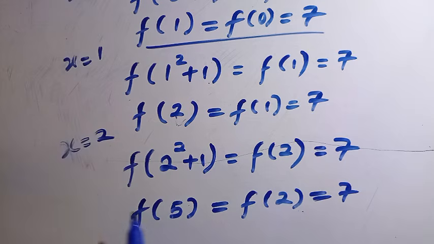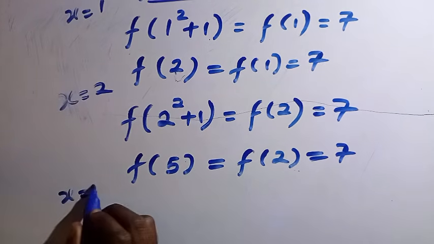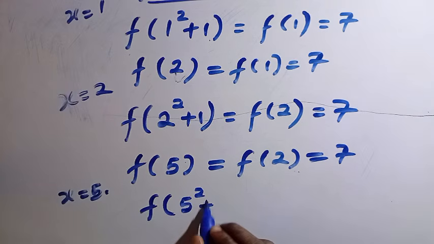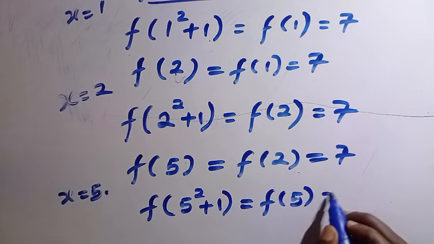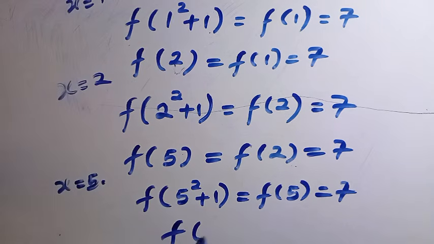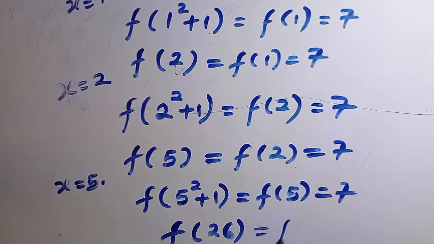But are we going to continue with x equals 3? No, because there is no f of 3 here, which means the next value of x will be 5. If x equals 5, we have f of 5 squared plus 1 equals f of 5. But f of 5 here is 7. With this, f of 5 squared plus 1 gives us f of 26. 5 squared is 25, 25 plus 1 gives us 26. And f of 26 equals f of 5, everything equals 7.